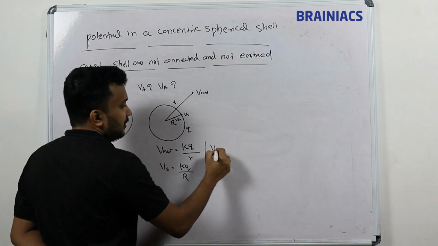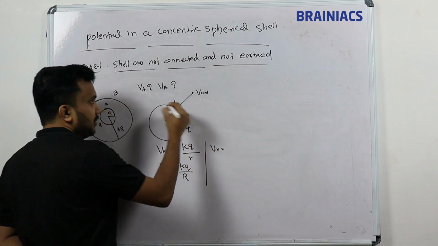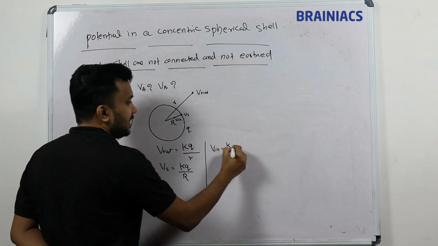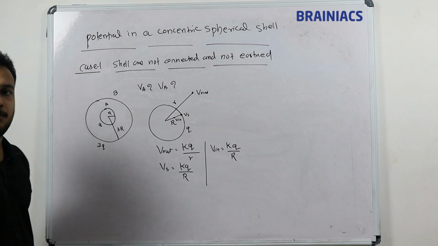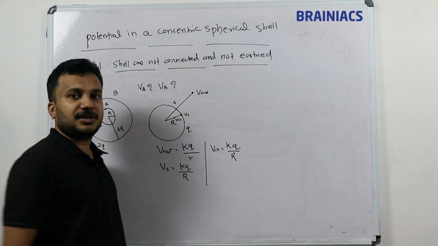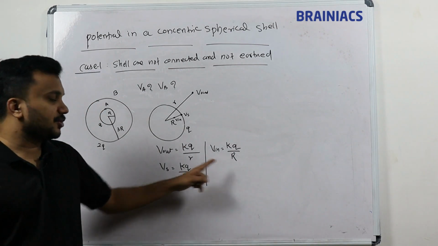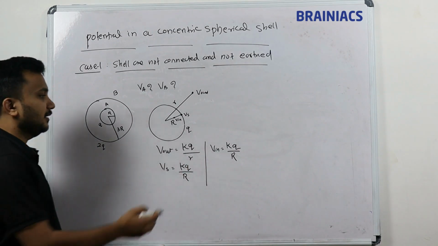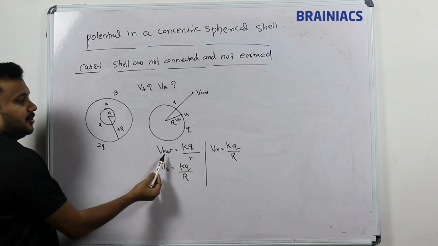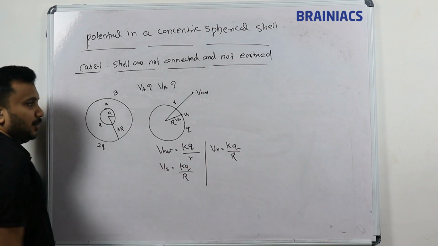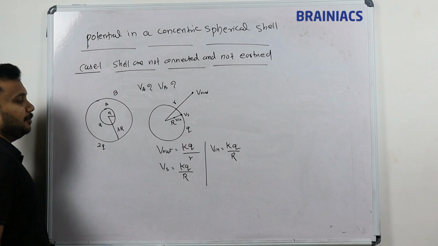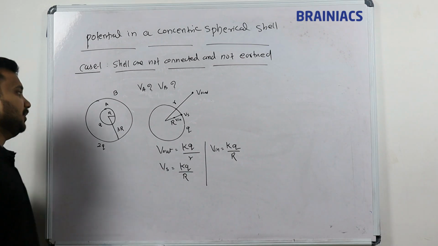And the last one, the potential at a point inside a spherical shell is the same as the surface value, which means KQ by R. So the potential at the surface is KQ by R, the potential inside is KQ by R, and the potential outside is KQ divided by r. So we know all these three formulas, and we are going to apply this concept here.